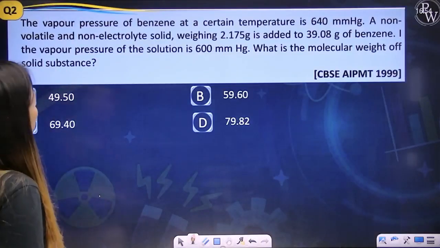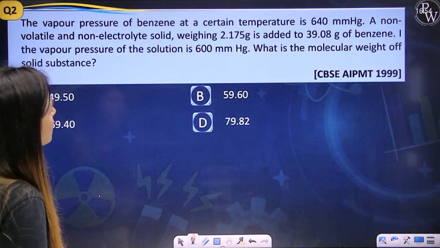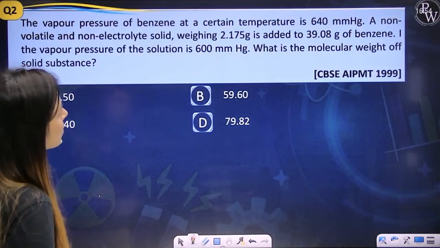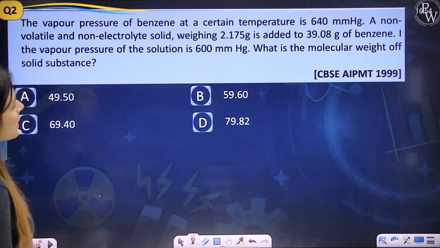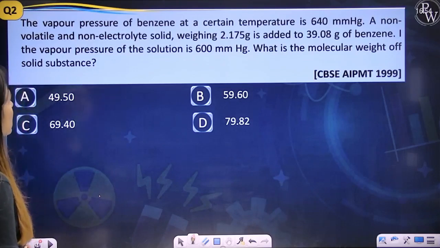The vapor pressure of benzene at a certain temperature is 640. A non-volatile electrolyte weighing this many grams is added to benzene. The vapor pressure of the solution is 600. What is the molecular weight of the solid substance?